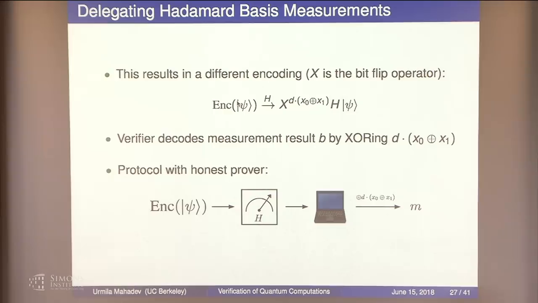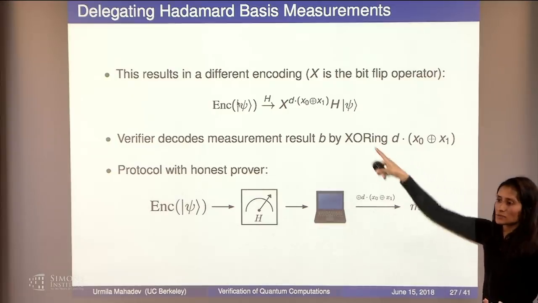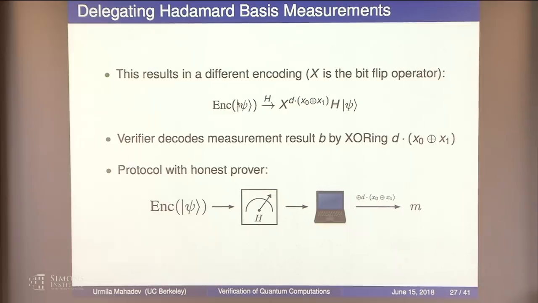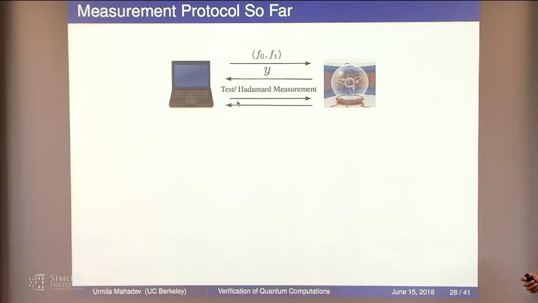So the point is, if you behave honestly, this m is really like measuring. Yeah, exactly. But if you behave dishonestly, then I can take advantage of this, and that's what I'll do later. I'll take advantage of the fact that the prover doesn't know the decoding. So what I'll show now, so far all I've done is the Hadamard measurement, and the next thing I need to tell you is how to do a standard basis measurement. And once I do that, then I can start telling you why it's secure.